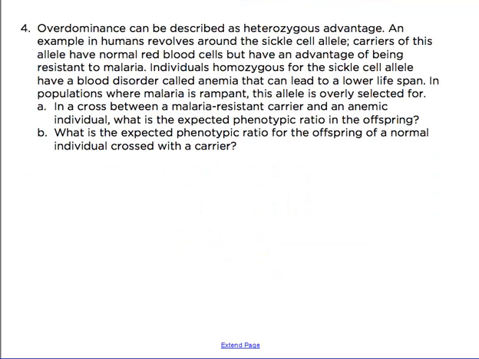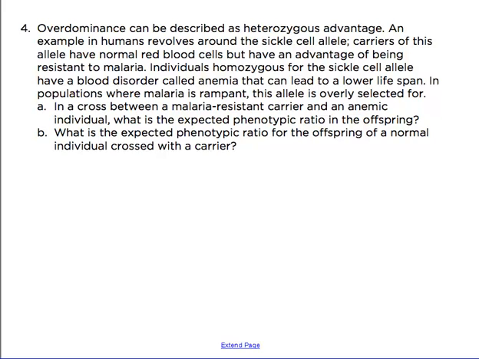Problem 4. Overdominance can be described as heterozygous advantage. An example in humans revolves around the sickle cell allele. Carriers of this allele have normal red blood cells but have an advantage of being resistant to malaria. Individuals homozygous for the sickle cell allele have a blood disorder called anemia that can lead to a lower lifespan. In populations where malaria is rampant, this allele is overly selected for. In a cross between a malaria-resistant carrier and an anemic individual, what is the expected phenotypic ratio in the offspring?